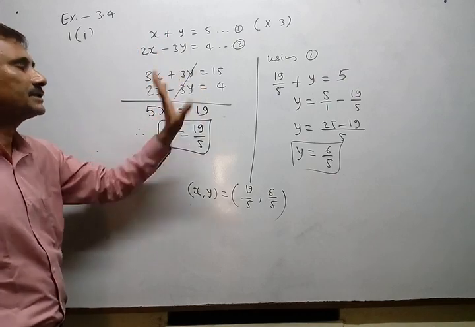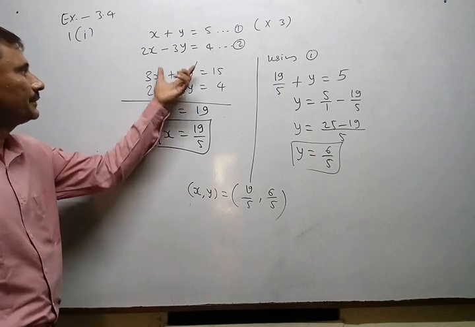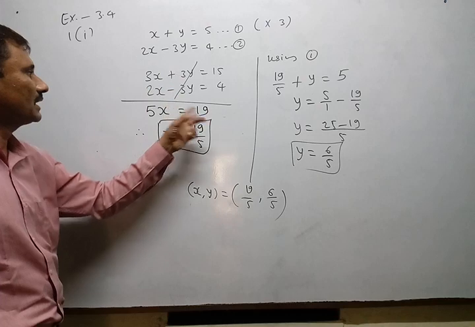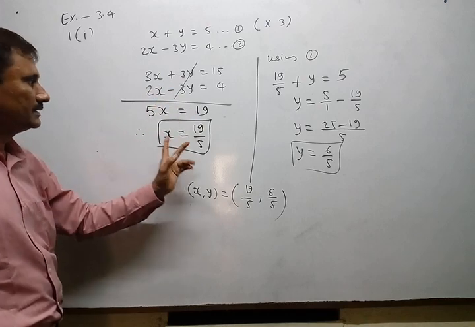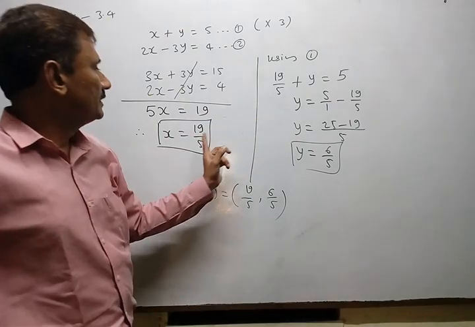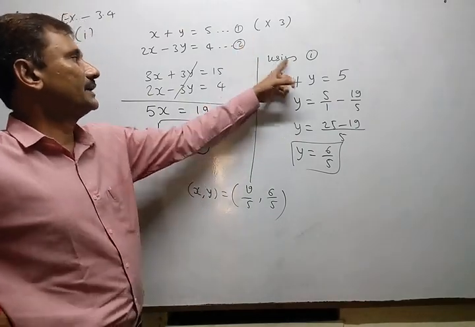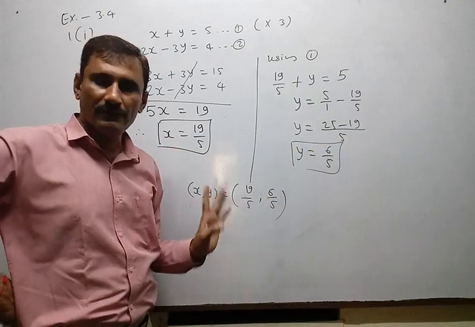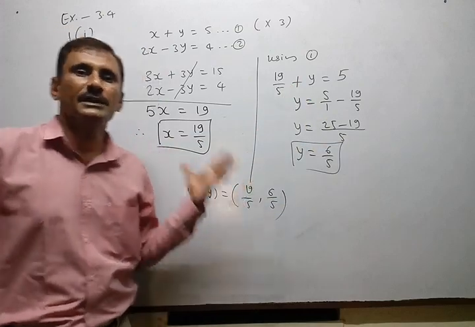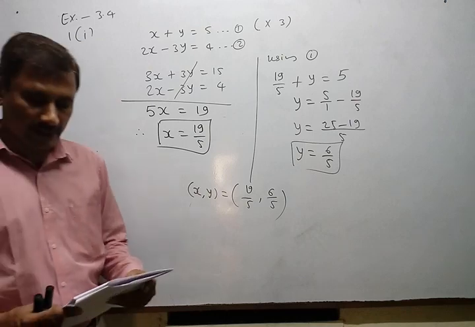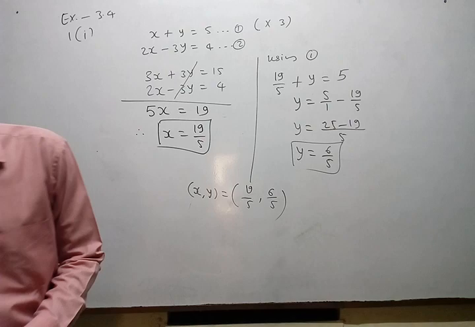So I multiply the first equation by 3. After multiplying the first equation by 3, y is eliminated. Whatever is left, 5x equal to 19. So x is obtained, 19 by 5. And then either you can use first or second, any one you want. Just place the first value so you get the second value. Okay, so that is the method. Now look at the second one. Second question.